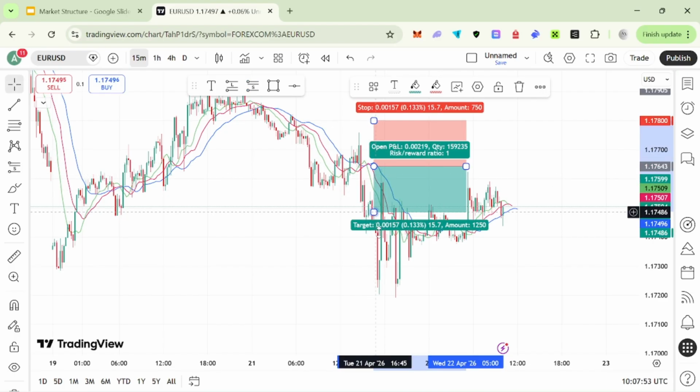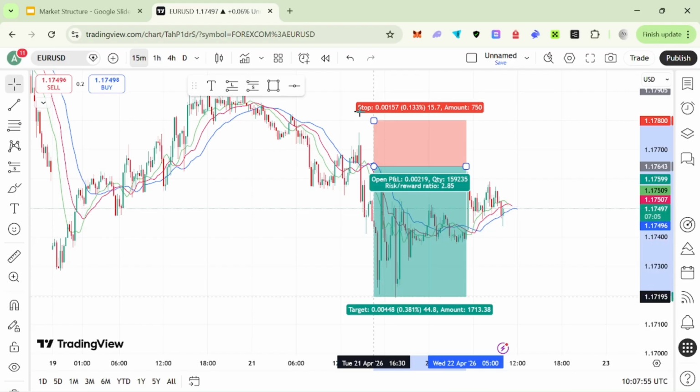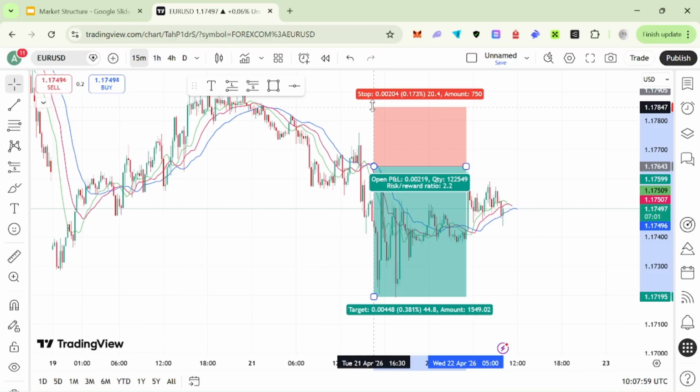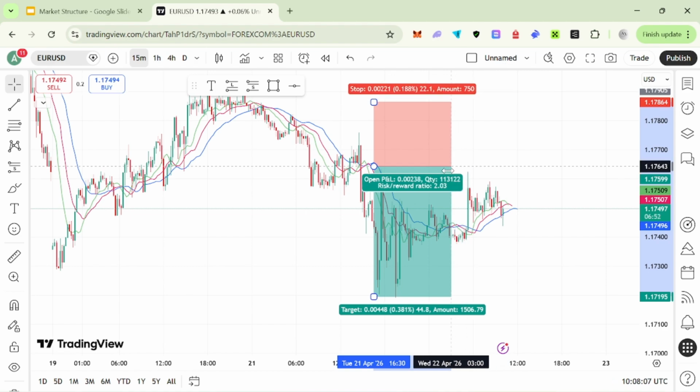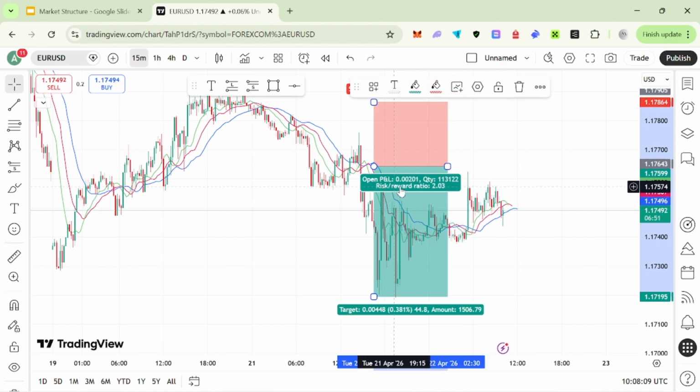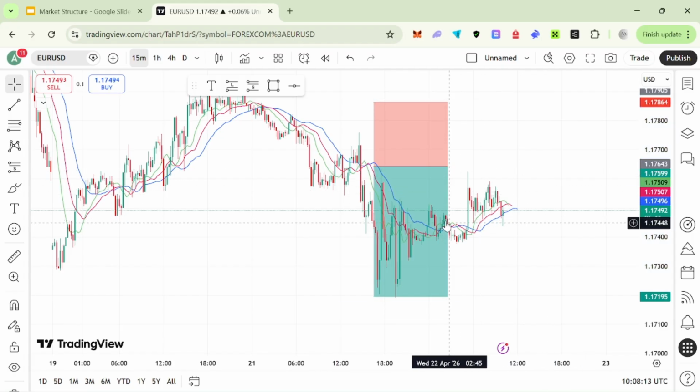Good. Now this is your risk to reward ratio. This is a tool that helps you to calculate your risk to reward ratio. So let's say we have our stop loss around here. You can see that this is a 2-to-1 risk to reward ratio. You understand? So this is what your risk to reward looks like.